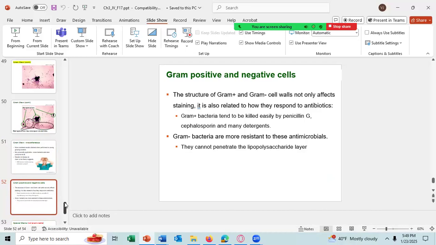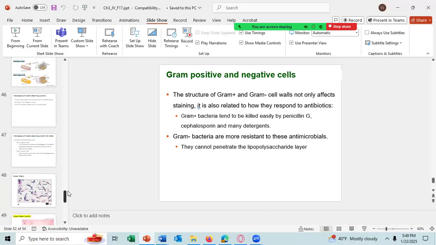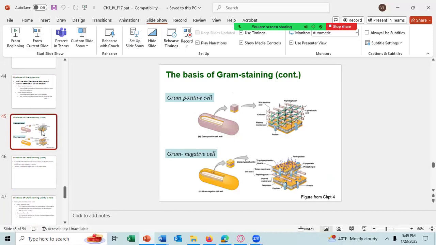The reason being is that penicillin G can get right through the cell wall and then do its damage to the peptidoglycan so that the penicillin G can easily kill off the gram-positive cells.